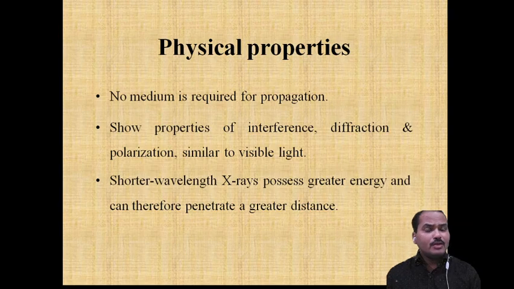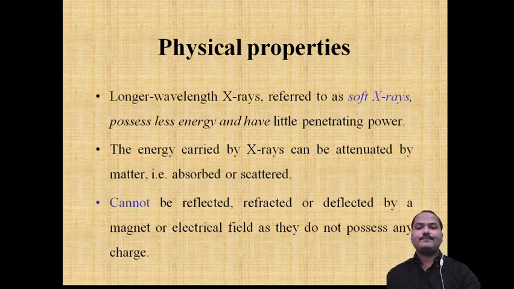No medium will be required for propagation of the X-rays, because as we have seen, the X-rays are produced in an evacuated glass tube. So these X-rays will show the properties of interference, diffraction, and polarization, which is similar to visible light. They have shorter wavelengths and longer wavelengths. Shorter wavelength X-rays will have more energy, so they can penetrate a greater distance through any object. The longer wavelength X-rays are also called soft X-rays. They will possess less energy and have little penetrating power.